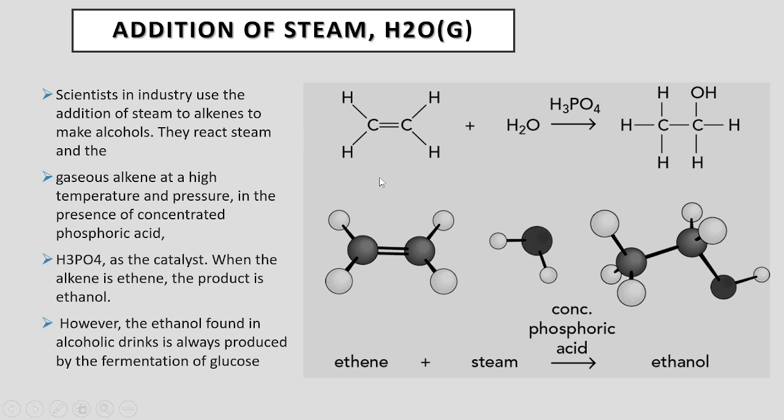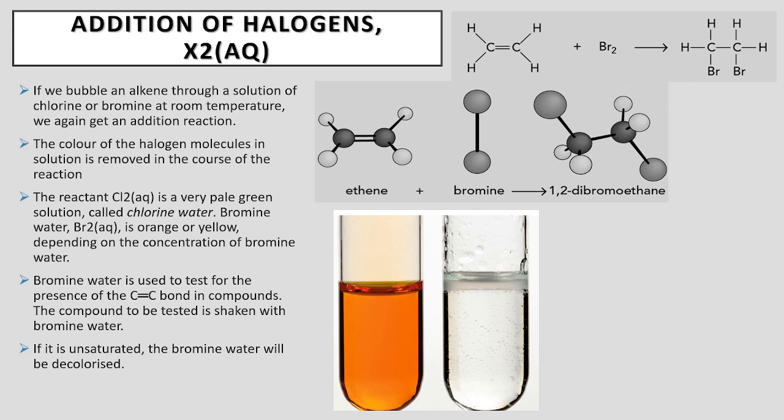Addition of steam. You can see here that this is ethene, in which water is added in the presence of phosphoric acid to make an alcohol. So the condition is the presence of concentrated phosphoric acid.